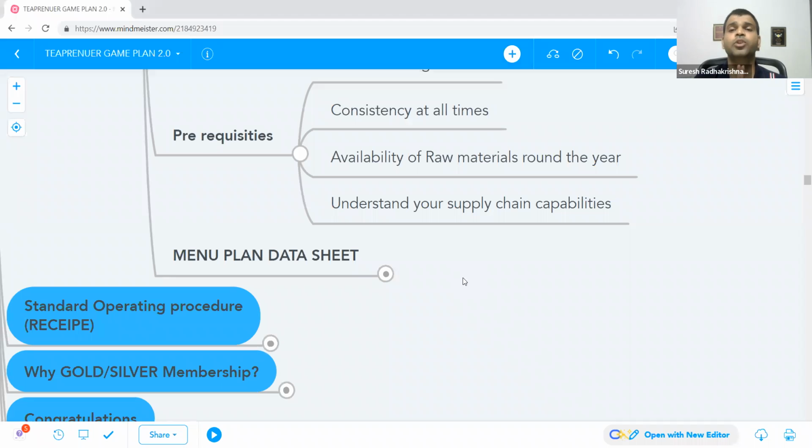Whenever you decide menu items, in fact, I was talking to a gold member. He launched his outlet, Magic Cafe, in Coimbatore just a month back, and he was talking about one of the flavors, chukku coffee. Chukku coffee is dry ginger with some more spices, pepper and some more spices. He wants this flavor, this menu item, to be unique.